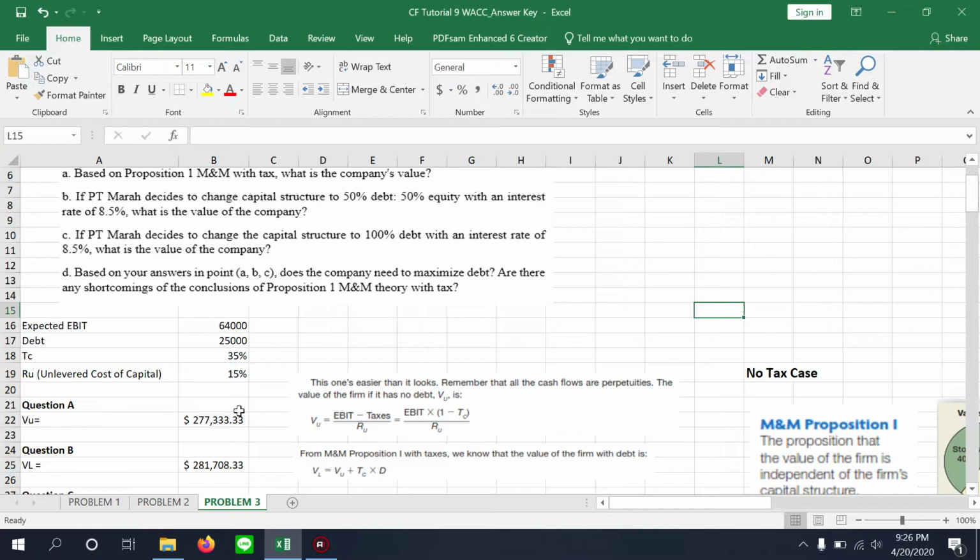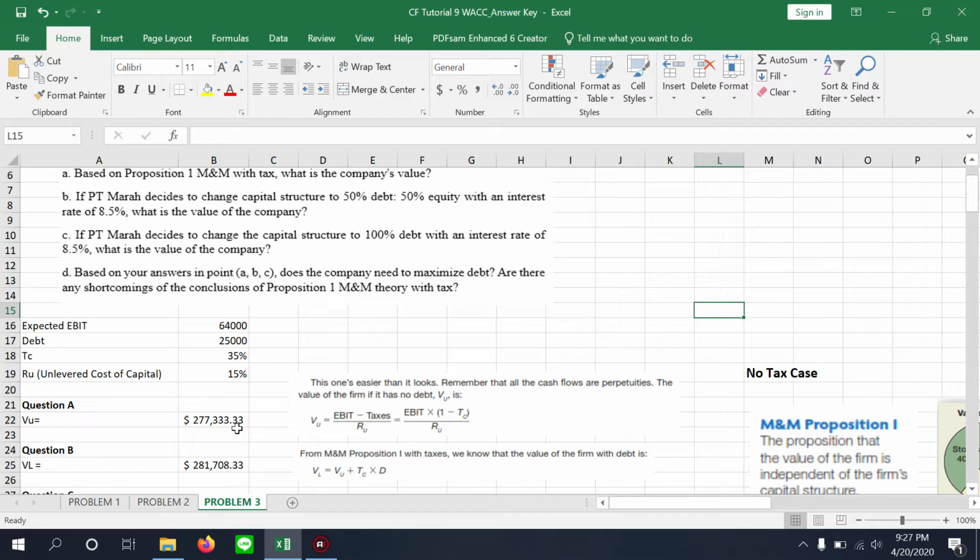What actually happened here is, when there is no tax, or when there is no debt in M&M proposition, your company value uses this formula right here, and it is unlevered. Why is it unlevered? Because you do not have any debt. In M&M proposition without tax, your company value does not change regardless of how much debt you have.